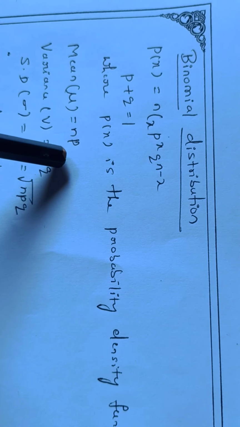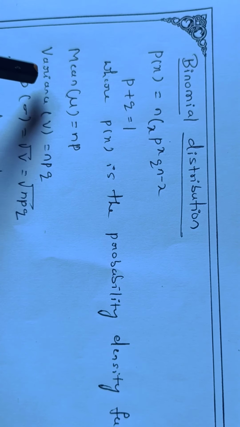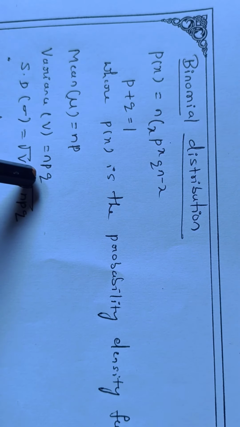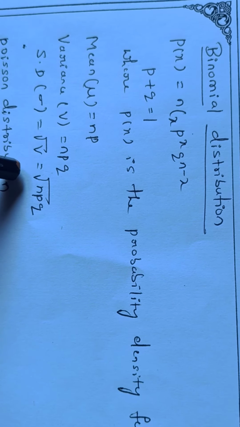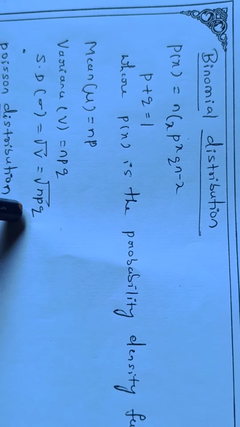Mean mu is equal to np for the binomial distribution, and variance v is equal to npq. Standard deviation sigma is equal to the square root of variance, which is equal to the square root of npq.